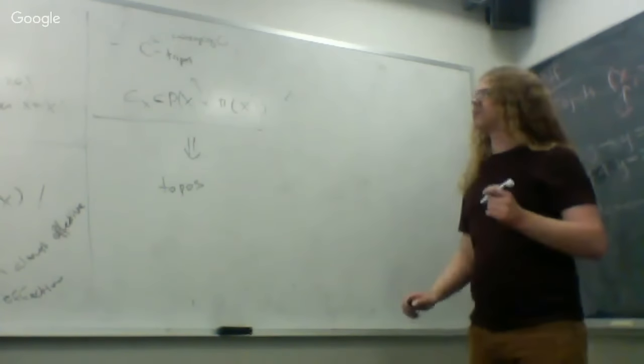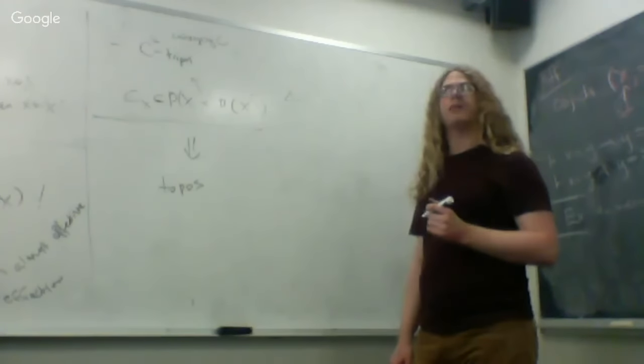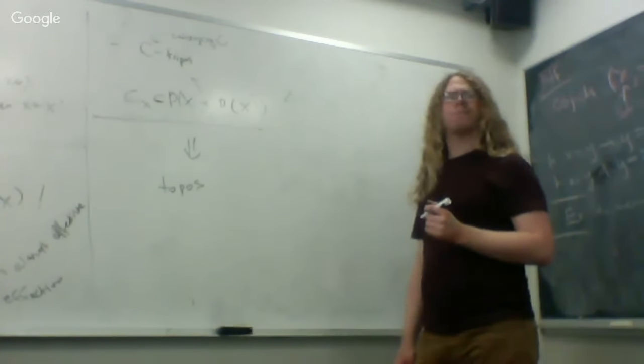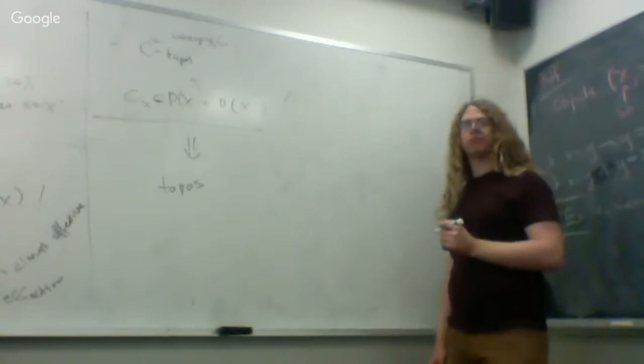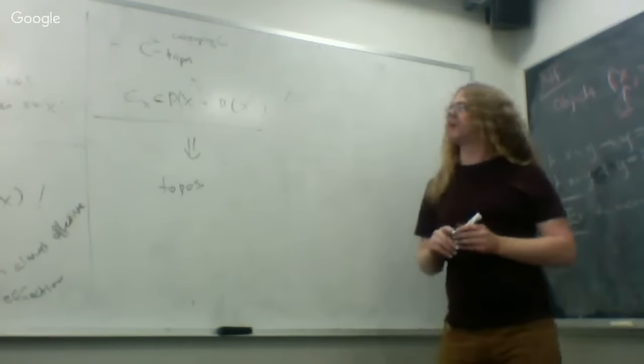Could it be an endofunction of the base category? Yes. It gives you an object. That's right. And then P of this is the hyperdoctrine living over this product. Formulas could be formulas in these variables. Oh, P is the hyperdoctrine. Yeah.